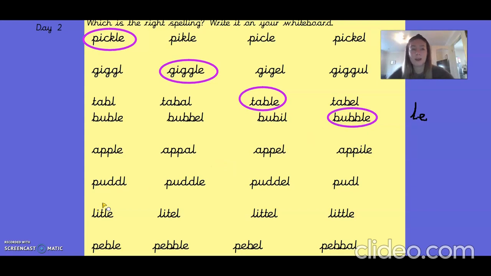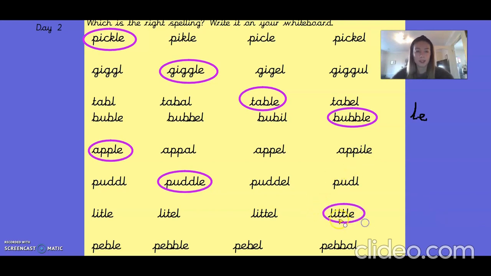Apple. Which is the correct spelling of apple? Can you point to it? Here it is with our L-E on the end, like we said we're looking at this week. The next one is puddle. Puddle. Hopefully you've selected this one. The next one is little. Little. And it also has our double consonant in it, double T. And the last one is pebble, which again has a double consonant, and it is this one. So hopefully you spotted the correct ones today.